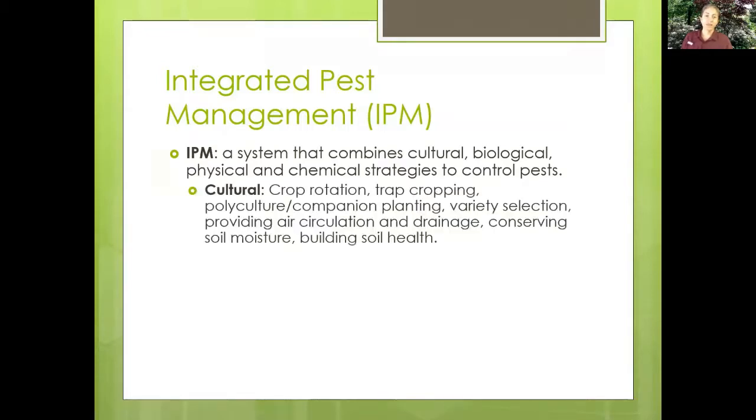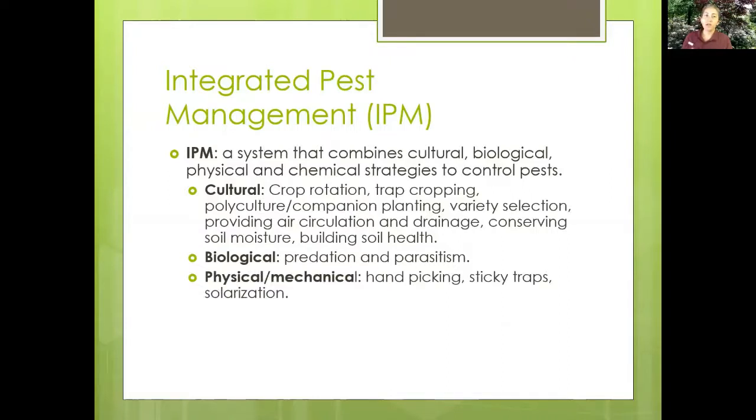So what does that mean? So cultural strategies are going to be things like crop rotation, trap cropping, polyculture, also known as companion planting, variety selection, and then good garden practices like providing air circulation, excellent drainage, conserving soil moisture, and building soil health. We're going to talk more in depth about some of those first concepts in this class today. And then biological strategies, this is mostly what I'm going to be talking about today: beneficial insects. So this is going to be your predator insects that are going to be eating your pest insects.